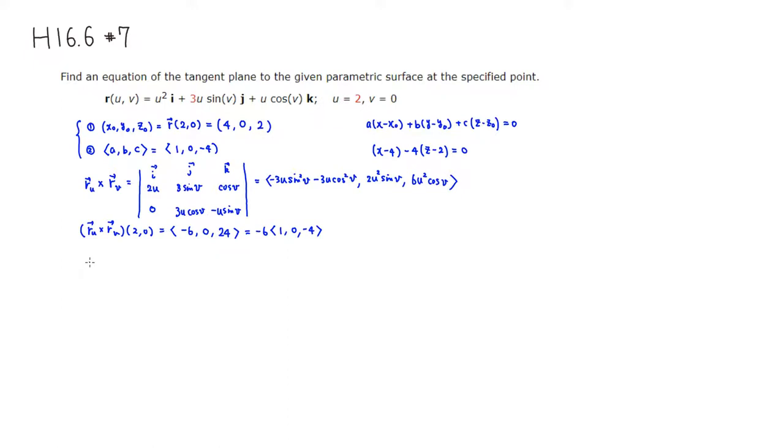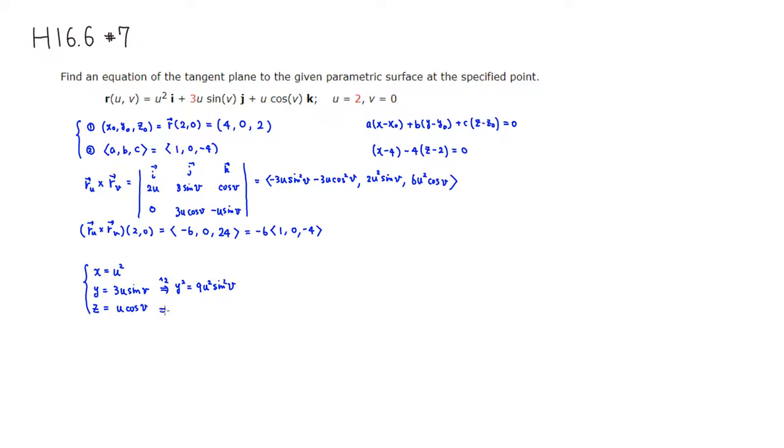Looking at the original parameterization, x is equal to u squared, y is equal to 3u sine of v, and z is equal to u cosine of v. So I'm going to square both sides. You have y squared is equal to 9u squared sine squared of v.